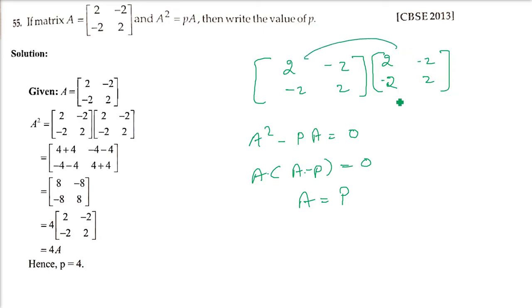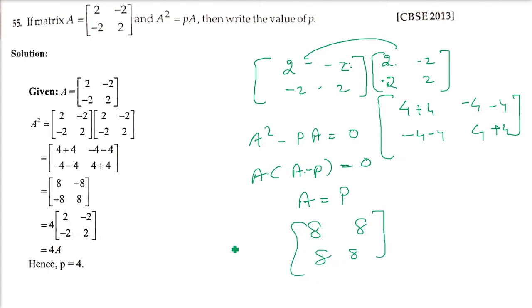2 into 2, 4. -2 into -2, 4 again. 4 plus 4. 2 into, now first row and second column. 2 into minus 2 is -4. And -2 into 2 is -4. So this is going to be 8, -8, -8, 8. So the multiplication is simply 4 into something. 4 into 2, that will be 8. So P is 4. Okay.